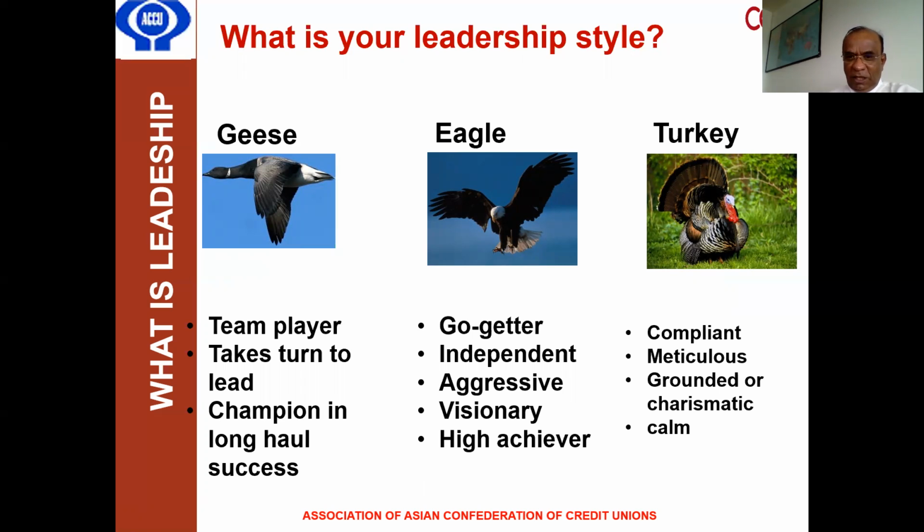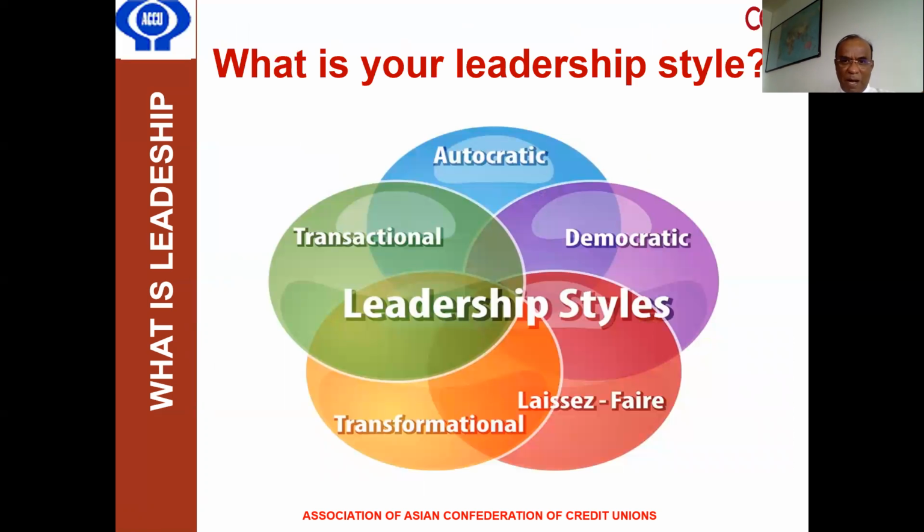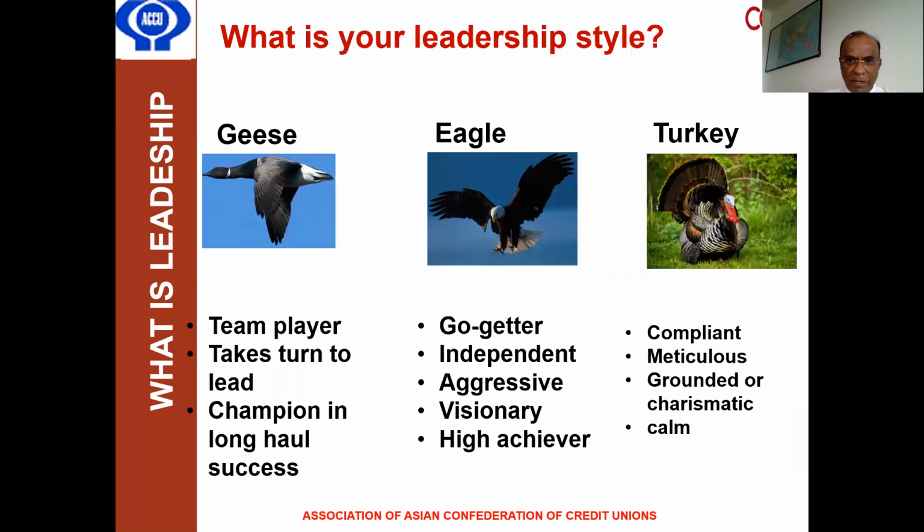Turkey is a leader who is always compliant about things, very meticulous and focused on the smaller details, always grounded, and very calm in characteristics. Now, this is my previous slide, where I explained about autocratic, transactional, democratic, and transformational styles. But now I go with the bird style.